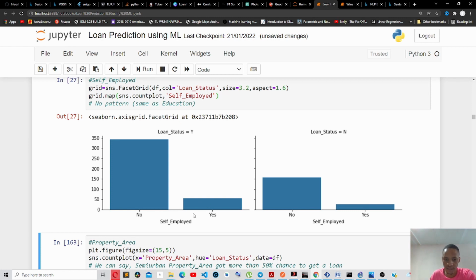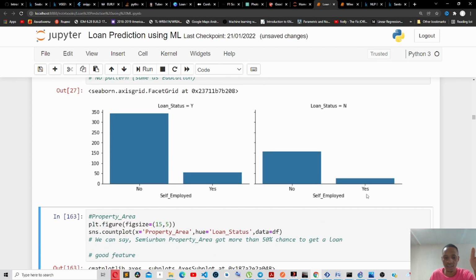So we can see that if a person is self-employed, they are more likely not to get a loan. As you can see, if they're self-employed here, they are more likely not to get a loan. And then also you can see that they are more likely to be declined if they are self-employed, right? And then the next thing that we are going to look at is the property area, right?